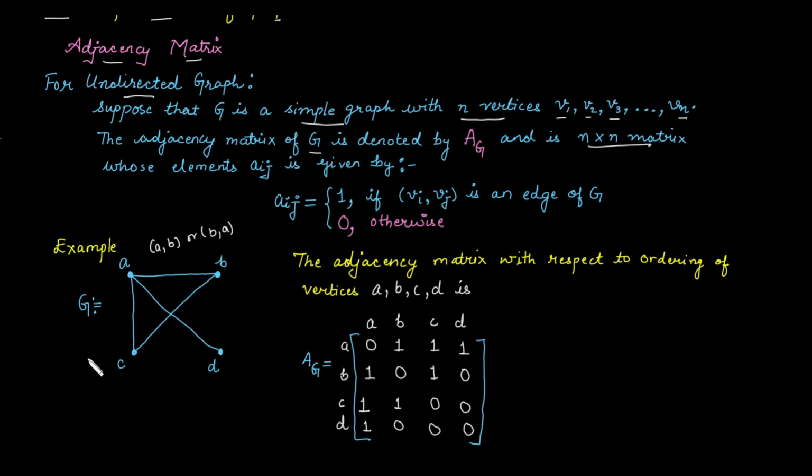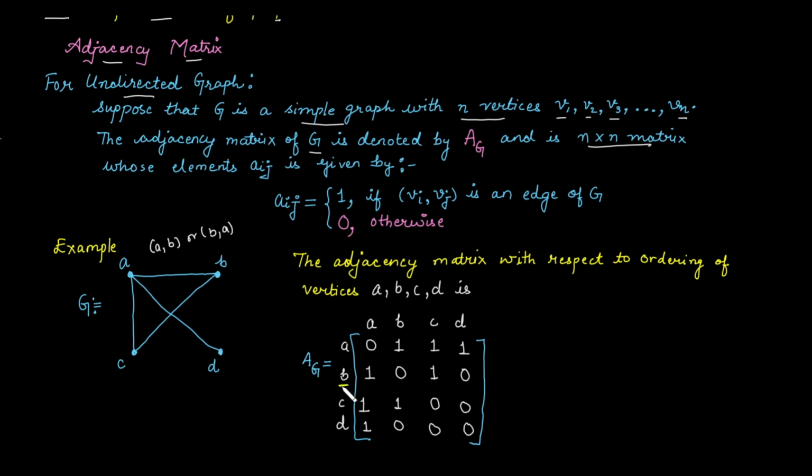There is a second way to read this adjacency matrix, that is, if A is adjacent to any of the vertices, then in that case it is written as a 1. So now in this case, A is adjacent to B, C and D. So the corresponding entries are 1.